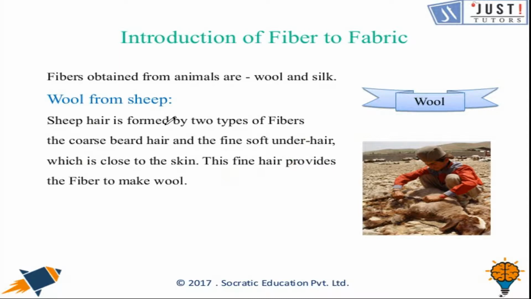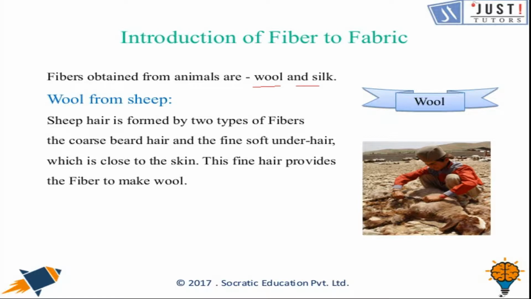Now let us discuss wool in this video. As we know that fibers from animals are wool and silk. These are the two fibers which are obtained by animals. So in this video we will mainly discuss wool. Wool is the animal fiber which comes from mostly sheep. It was the first fiber to be spun into yarn, and it provides more warmth than other animal fibers.